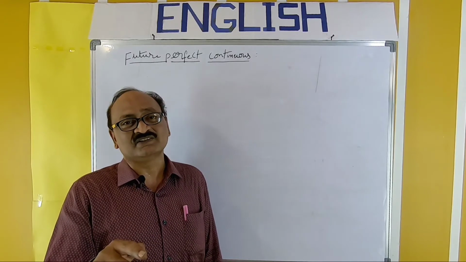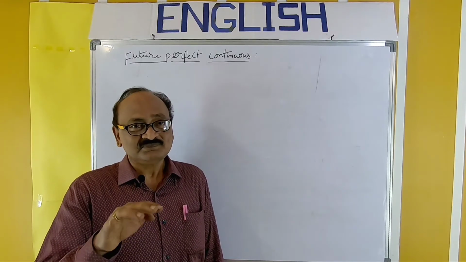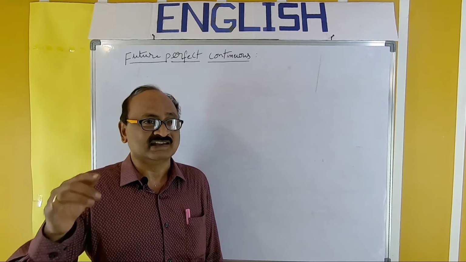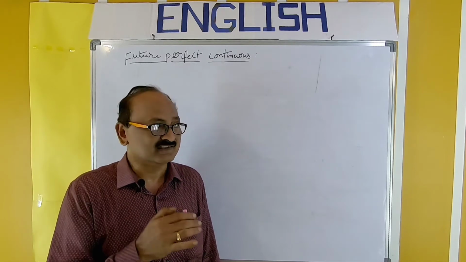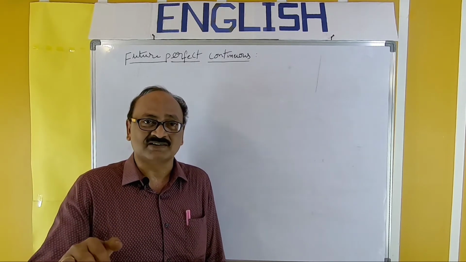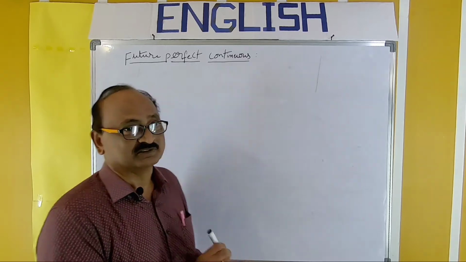In present perfect continuous, the auxiliaries were have been or has been. In past perfect, had been. Here, shall have been or will have been. So, look into the structure.